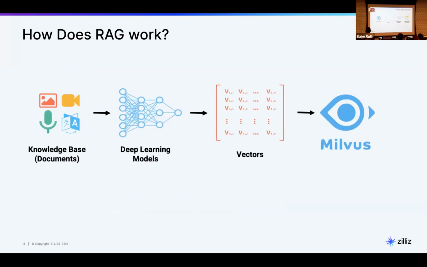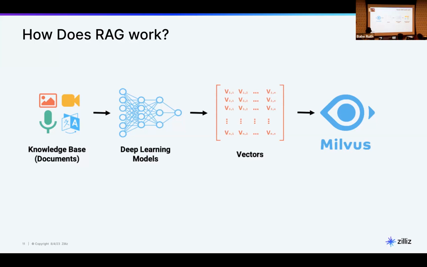So how does RAG work? You take your knowledge base, your personal documents, right? So the problem with large language models is they do not have access to your data. And this is problematic if you're an enterprise because you don't care about public data. You care about what's going on inside, right?